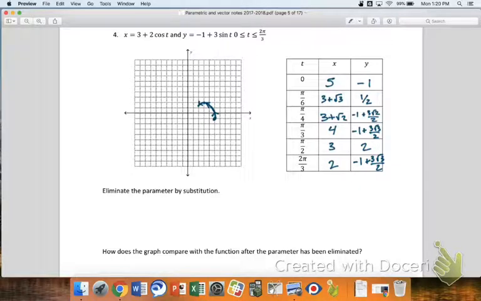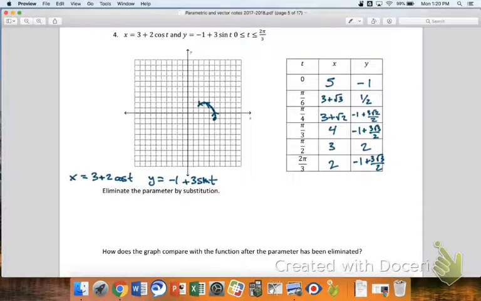As far as eliminating the parameter, this one was the toughest, but I also think this will end up being the coolest of the bunch here. So let me just rewrite these here. X is equal to 3 plus 2 cosine of t. Y equals this. So then, what can we do with this? Did you guys work on solving for t? Yes? Okay. So maybe we just do the first one, just because it's sitting right there.